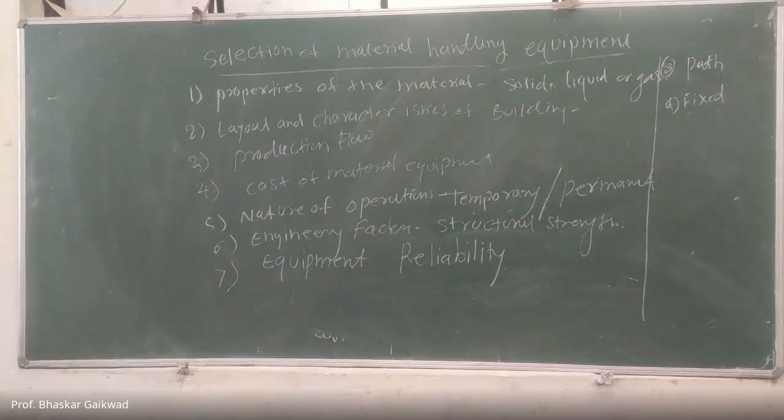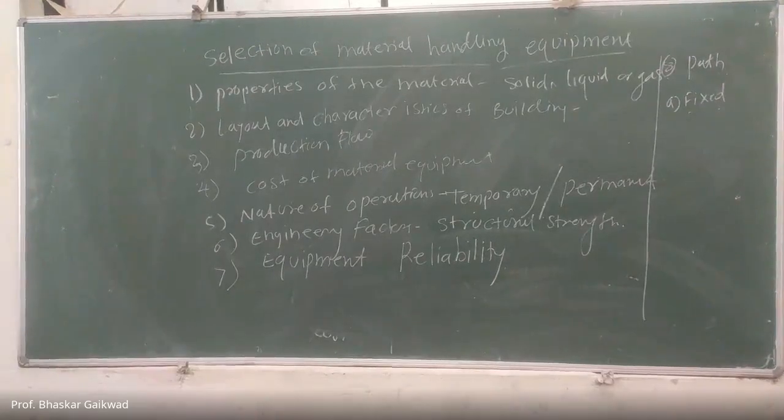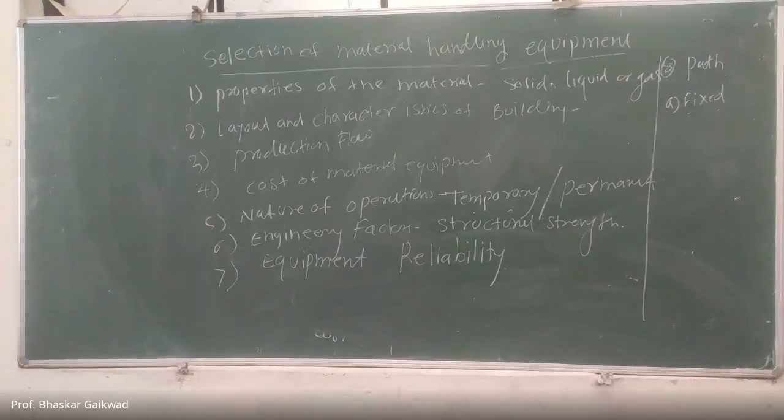Then next we saw the fixed or static layout. Whenever big components are there, like ships, aeroplanes, locomotives, railway engines, different parts, and railway compartments, we need to fix that component at one place because it is difficult to handle. It is very heavy. So we fix the component, and machinery, equipment and tooling are arranged around it. This is the fixed position layout.